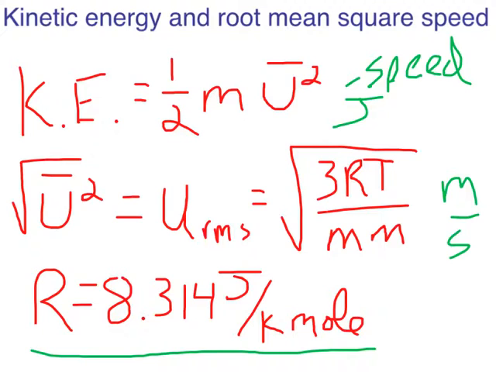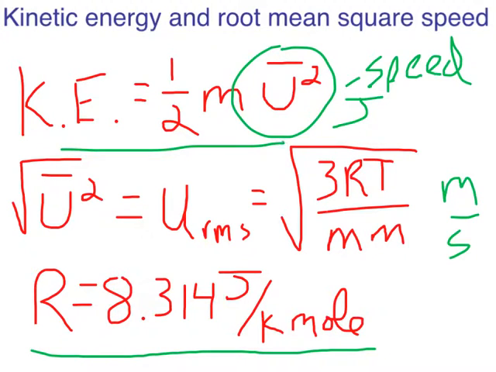And that in a nutshell is both the kinetic energy equation and the root mean square speed equation and how they're related. Obviously you need this value to calculate kinetic energy, and if you take the square root of that value, you get your root mean square speed. So they're related to one another.